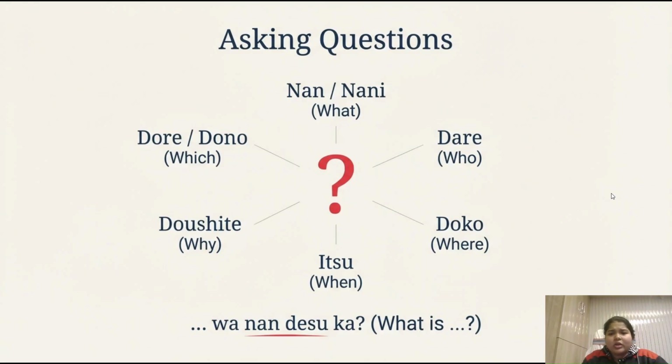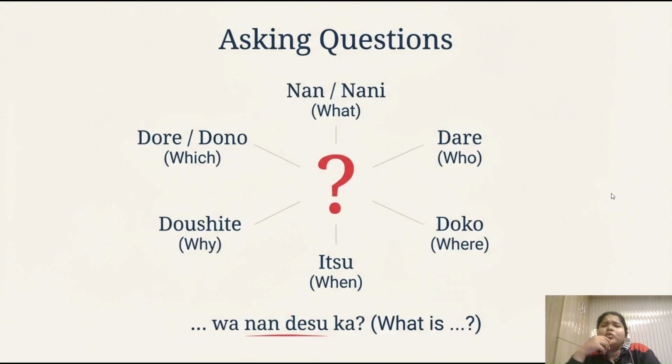If we are talking about who, we're going to say dare. Now, a very interesting thing: when you add no to dare, it changes to whose, which is going to be dare no. And now we're going to talk about doko. What exactly does doko mean? Doko means where. Itsu is when.